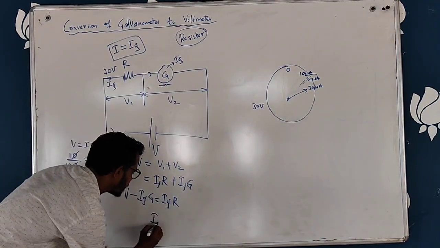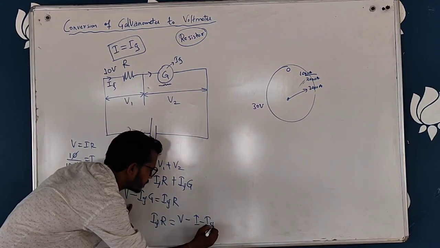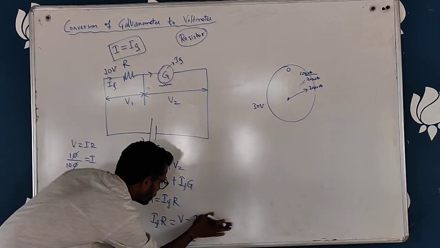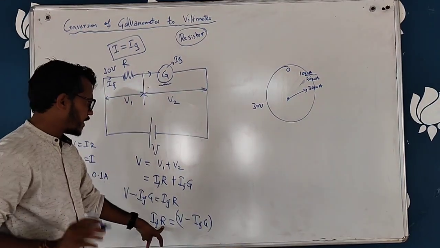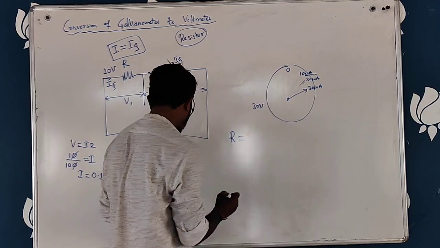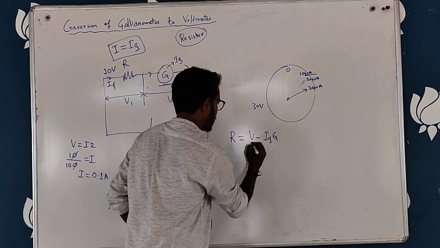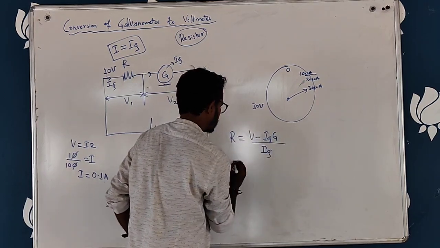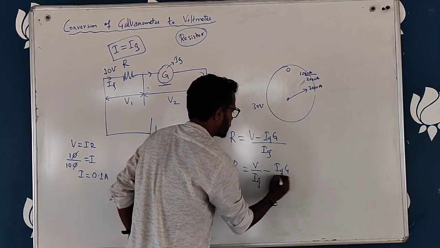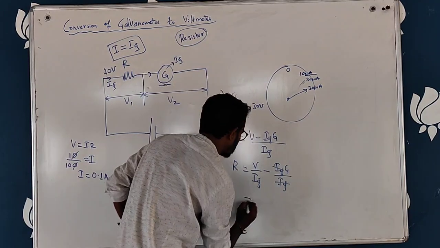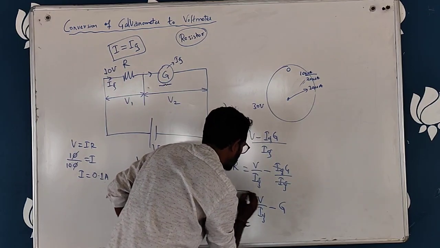Again I will reshuffle this. So Ig R equals V minus Ig G. We need only the R value. So what I get is V minus Ig G, divided by this Ig value. So I can write the equation: R is equal to V by Ig minus Ig G by Ig, which is V by Ig minus G. So this is my final equation.